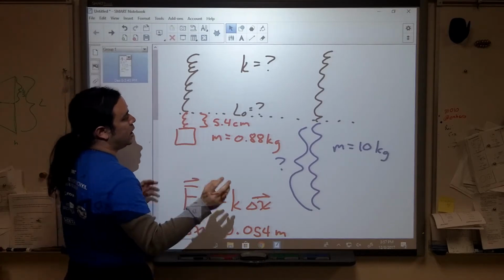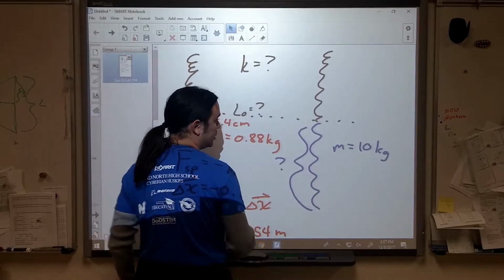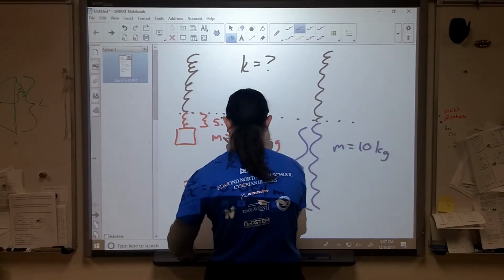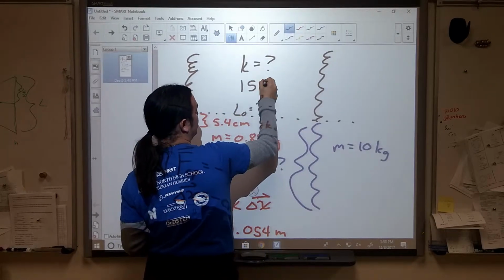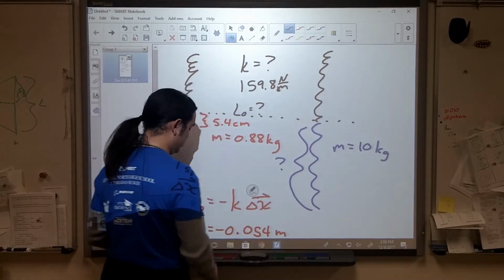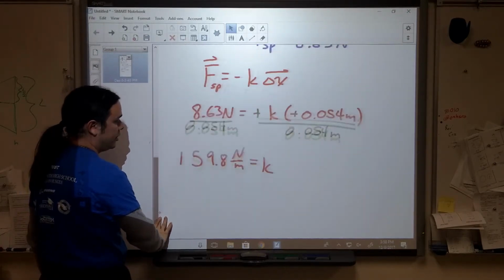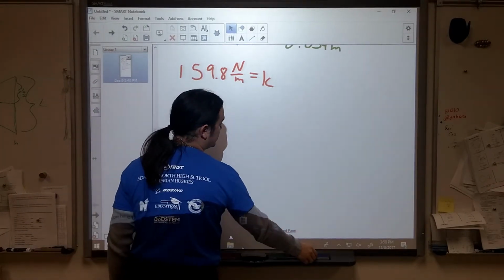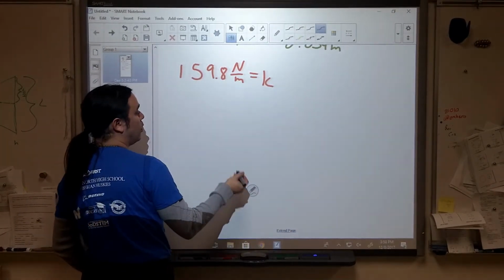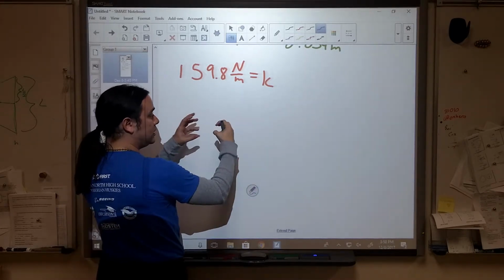All right, great. Now we've got the spring constant for the spring. And when we take the mass off and put a new mass on, we know that we'll have the same spring constant. So we should end up with a spring constant of about 159.8, or 160 should be fine, newtons per meter. All right, let's finish this up. This was not our answer. We were not asked for the spring constant. We were asked for what the extension of the spring is going to be when we put a 10 kilogram mass on it.